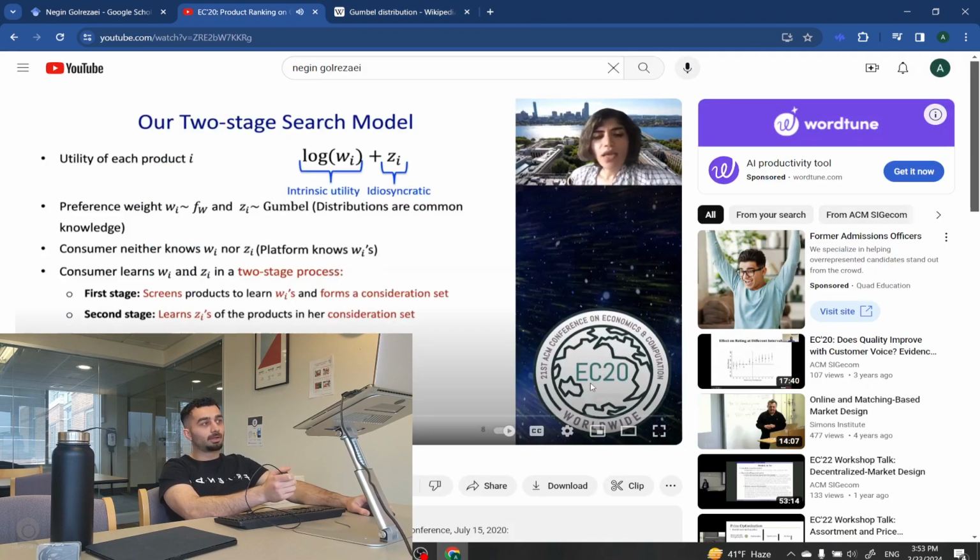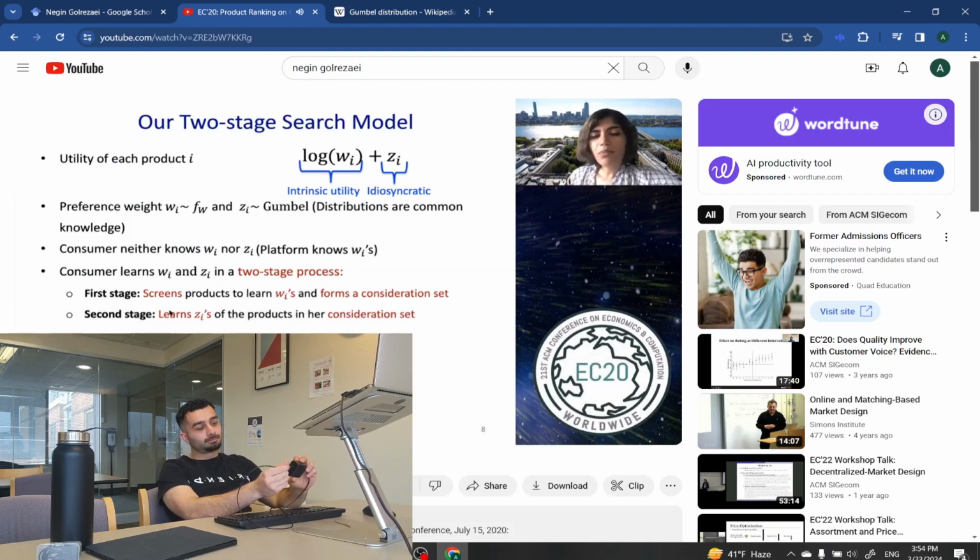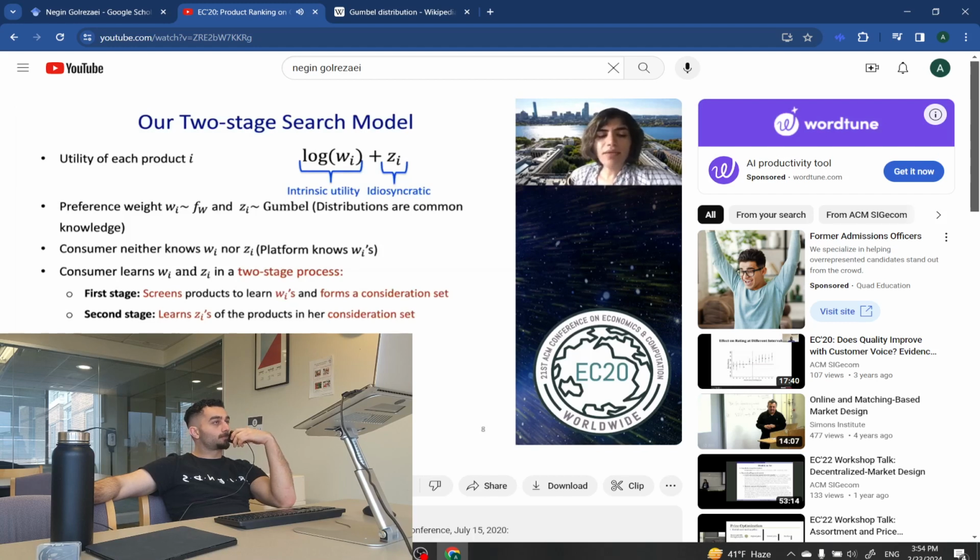Consider purchasing. In the second stage, the consumer is going to learn about the idiosyncratic part of the products within her consideration set. And after these two stages, the consumer is going to choose the product that is going to give her the highest realized utility. And to make sure that we allow the customers to leave the platform without making any purchase, we also have this outside option whose weight is normalized to 1.